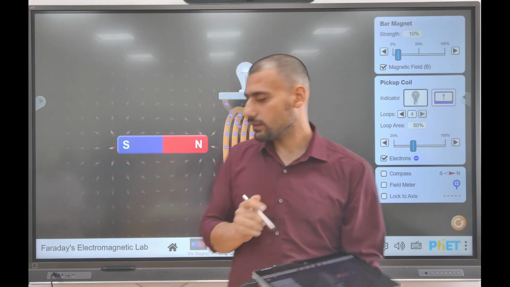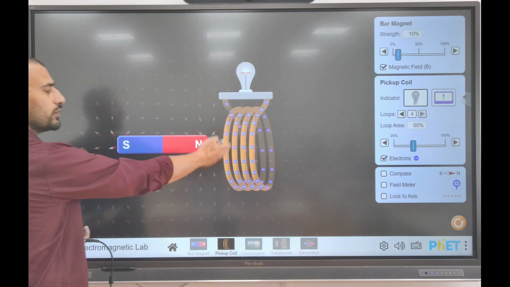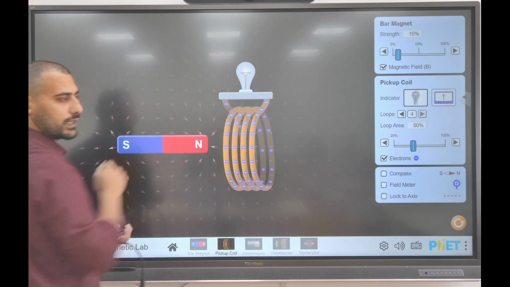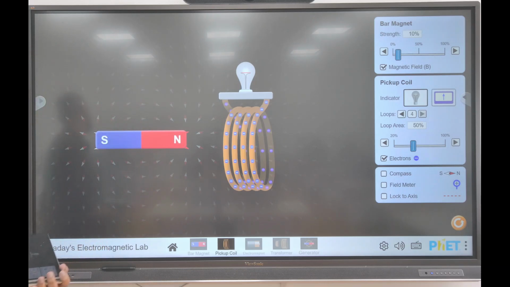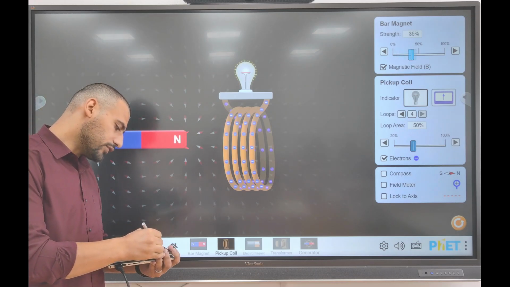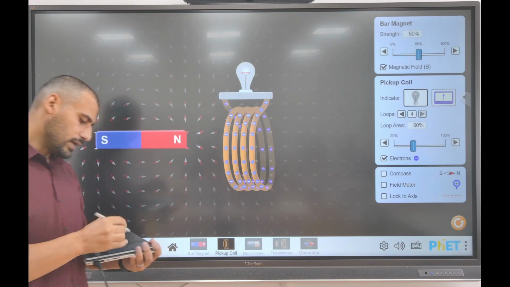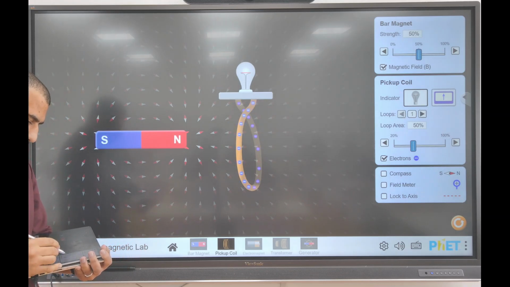The experiment was based on a coil, okay? And through this coil we had a bulb which was connected, and then there was a bar magnet, the same bar magnet that I just showed you, okay? Let me keep the strength of the bar magnet at 50%. Let me take fewer coils here. Let me take a bulb, and then I can increase or decrease the area. Let me keep fewer electrons.